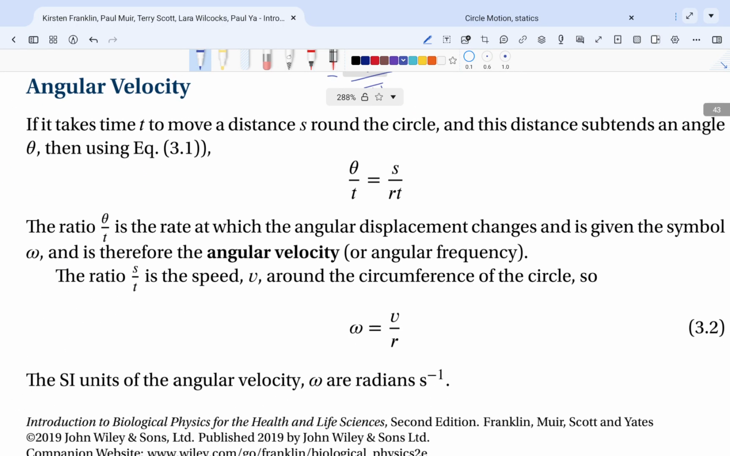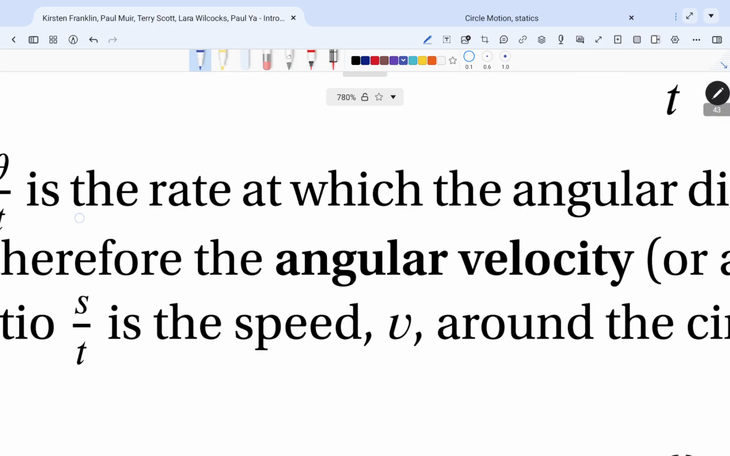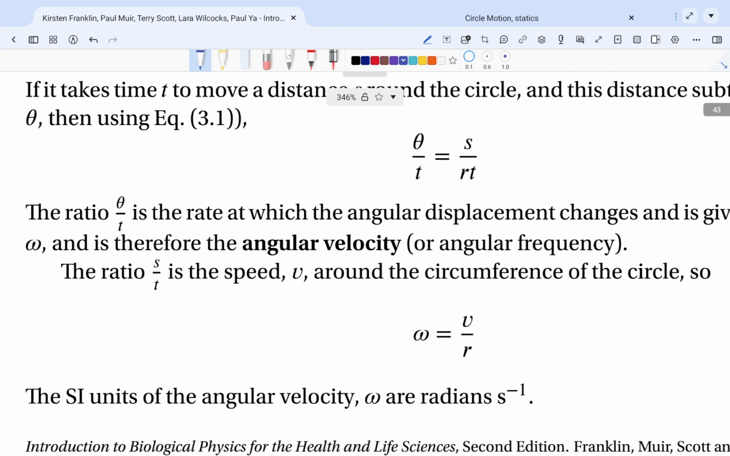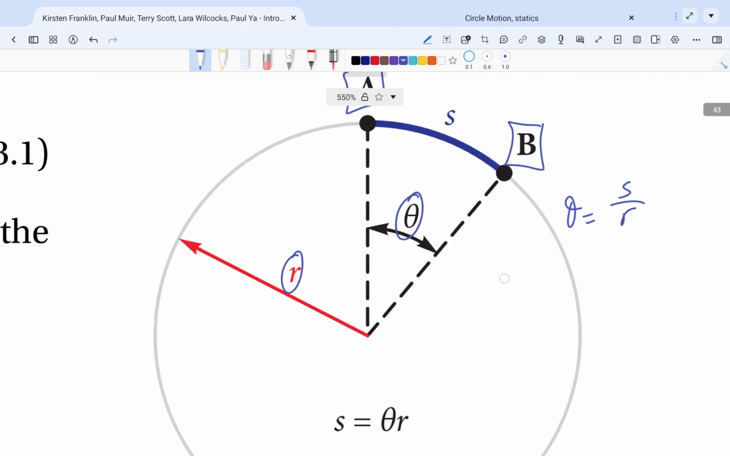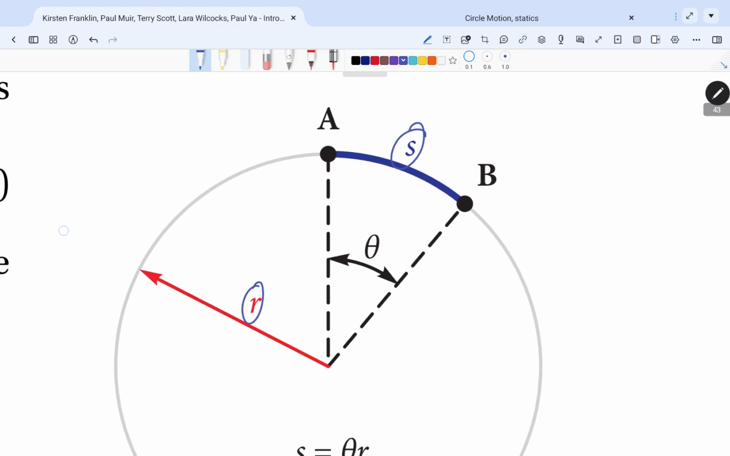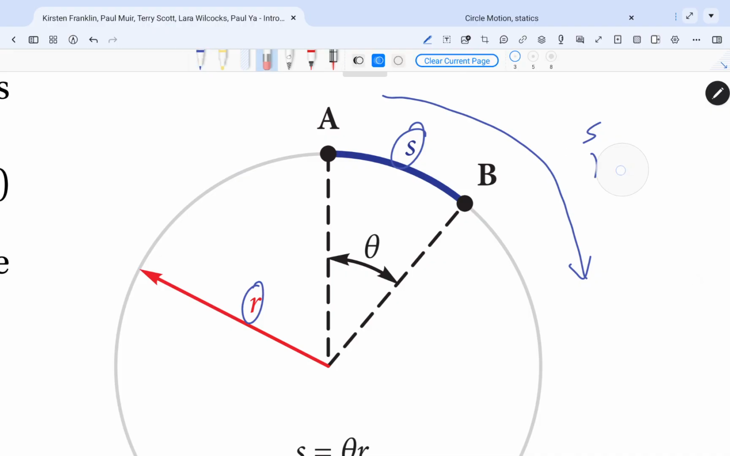And then what does it say here? The ratio of theta over t is the rate at which the angular displacement changes, and it's given by the symbol W. Actually, this is omega, from the Greek alphabet. What they say here is the ratio S over t is the speed v around the circumference of the circle. That makes sense. Instead of looking at the speed of theta, we're looking at the speed of s, which is how fast we're moving along the circle. S is the distance around the circle, S over t is the speed around the circle.